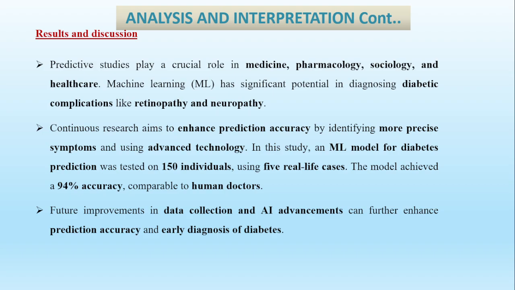But the 97% does not categorize the type of diabetes, whereas we have also included the category of diabetes, the type of diabetes, which condition the patient is in and which type of diabetes he has. So 94% accuracy is comparable to a human doctor. Future improvement in data collection and AI advancement can further enhance prediction accuracy and early diagnosis of diabetes.